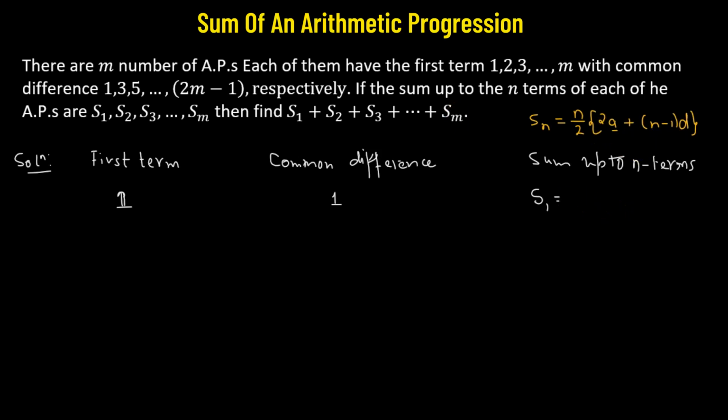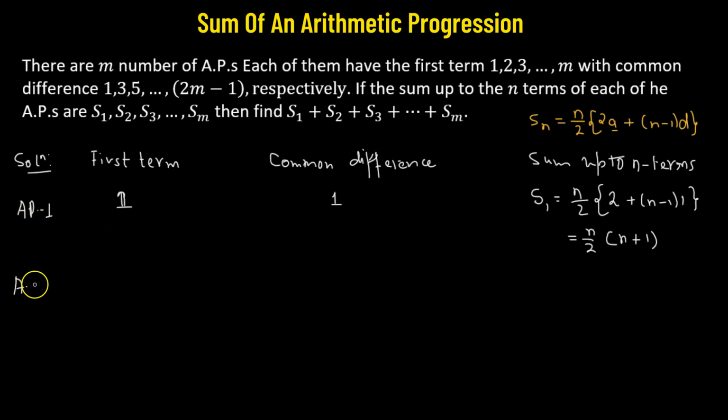Now S1 will be the sum up to n terms of the first arithmetic progression. So this is n over 2 multiplied by 2 times the first term, which is 2 times 1, plus n minus 1 times the common difference d, which is also 1. Solving this, we get n over 2 multiplied by n plus 1. Fine. So this is AP number 1.